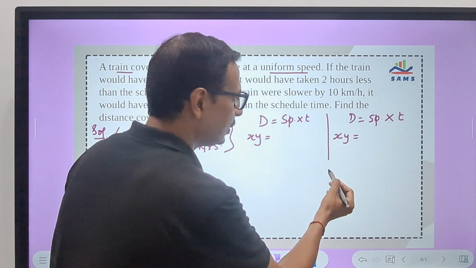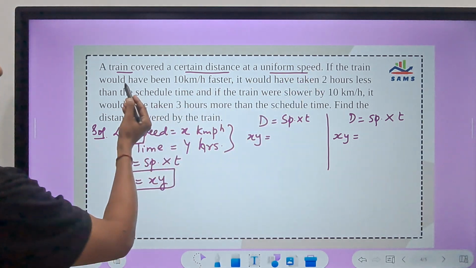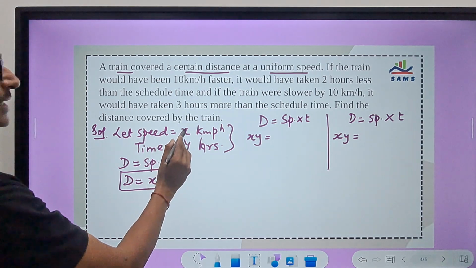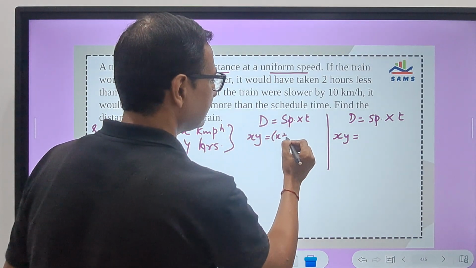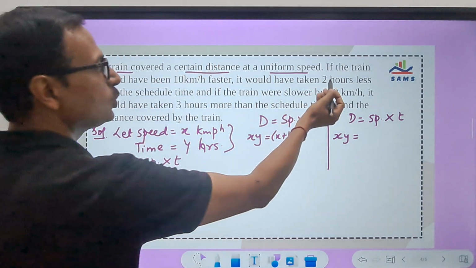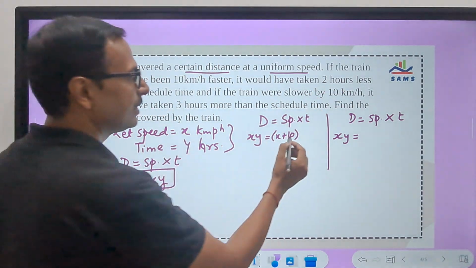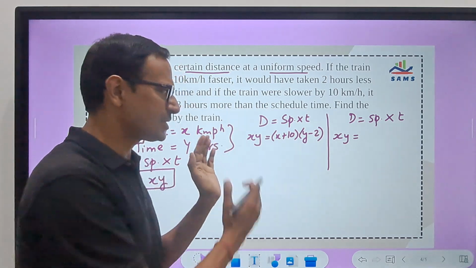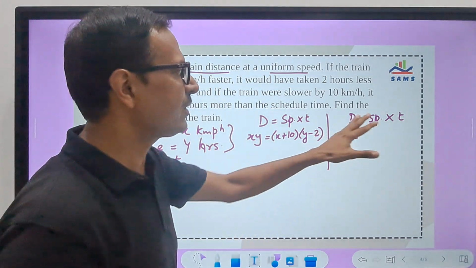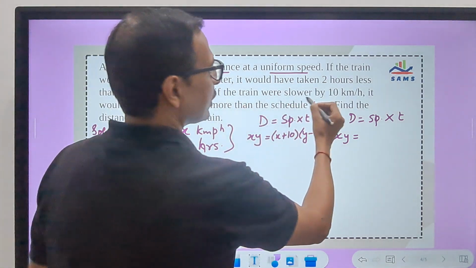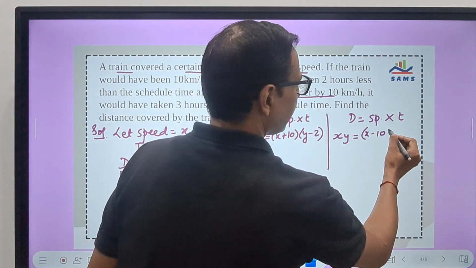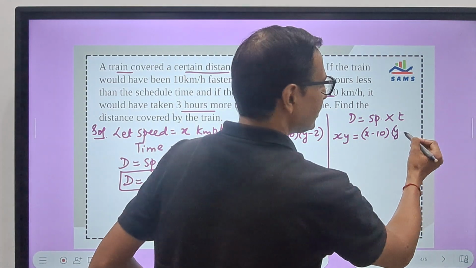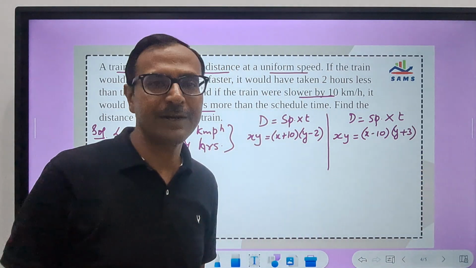Now what is the new speed? In the first case, train would have been 10 km per hour faster. So original speed was x, now it is faster. So x plus 10. And what happens to the time? 2 hours less. So original time was y. Now it is y minus 2. See, speed into time is distance, because distance is not changing, right? Distance is same. Likewise here, slower by 10. So x minus 10. And what is the time difference? It would have taken 3 hours more. So y plus 3. See, that's how you formulate the equations.